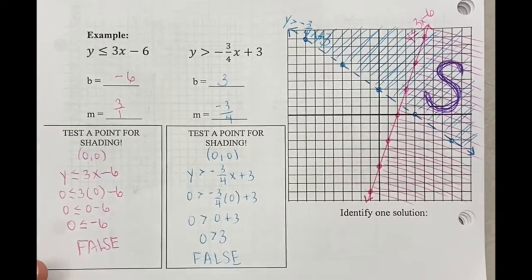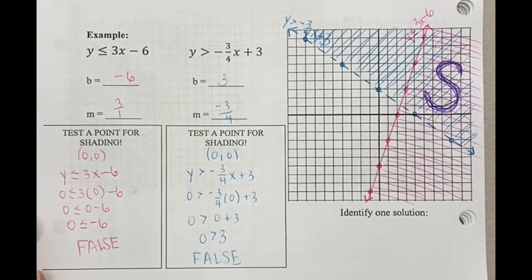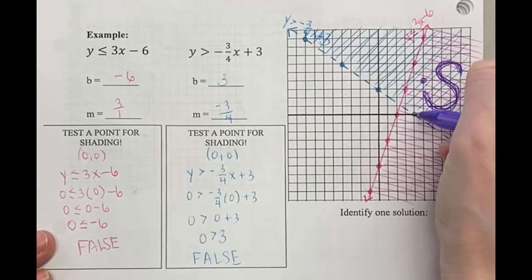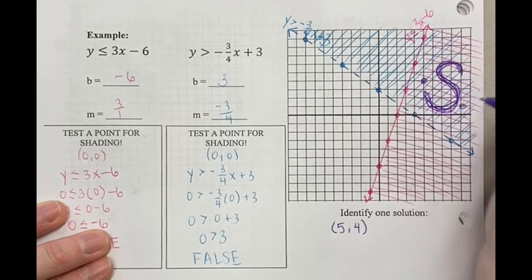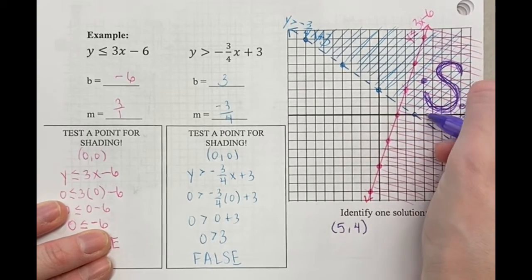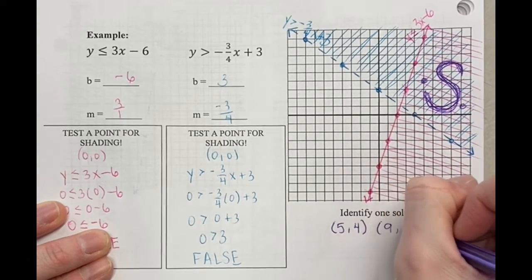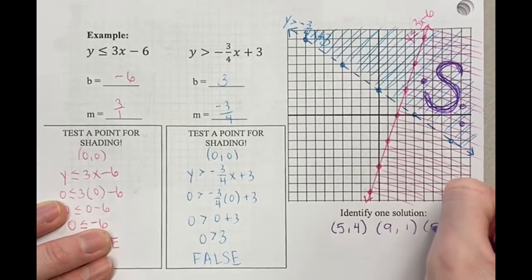So now identify one solution. Any point that's within the shading of the two could be considered one of their solutions. So let's say this point here could be a solution. So 1, 2, 3, 4, 5, and 1, 2, 3, 4. So the point (5, 4) would be a solution. Let's say this point here, 1, 2, 3, 4, 5, 6, 7, 8, 9, and 1 would be a solution. (9, negative 1) could also be a solution.